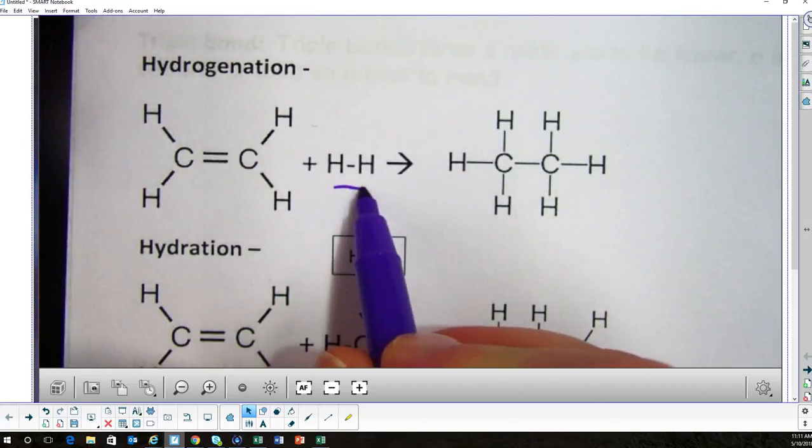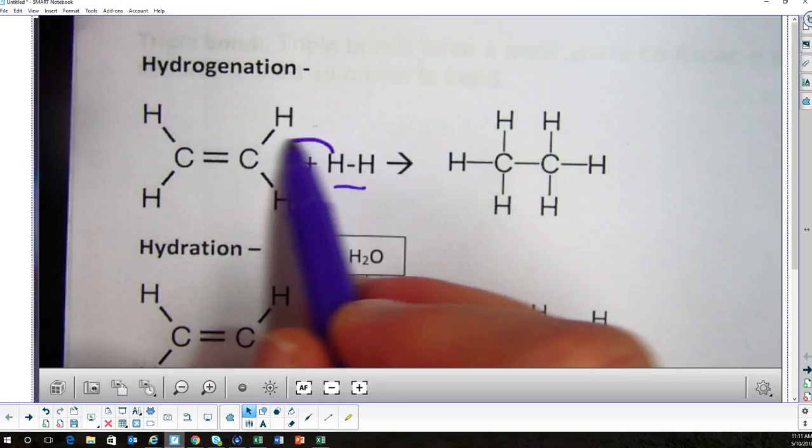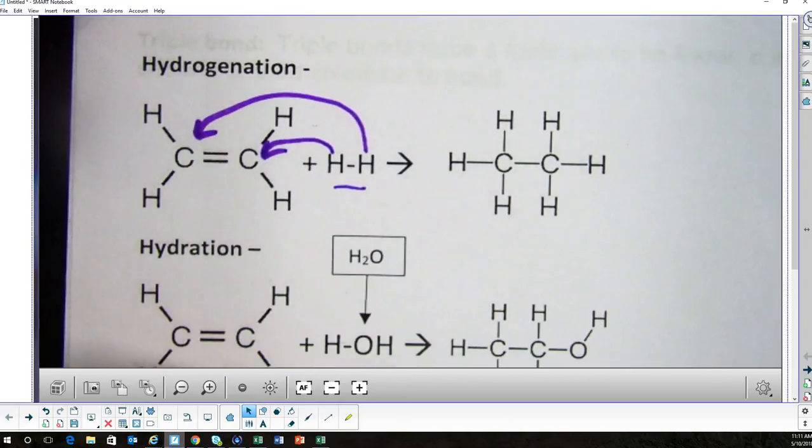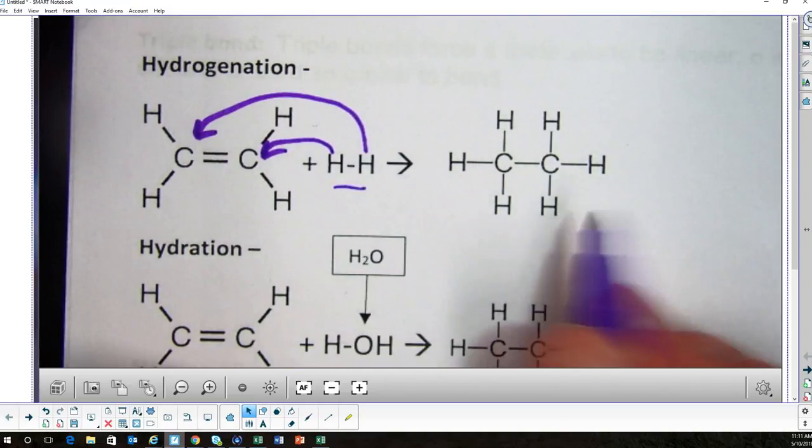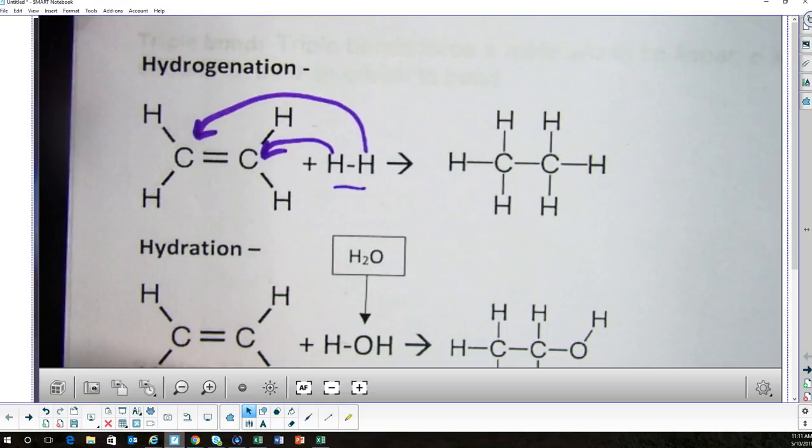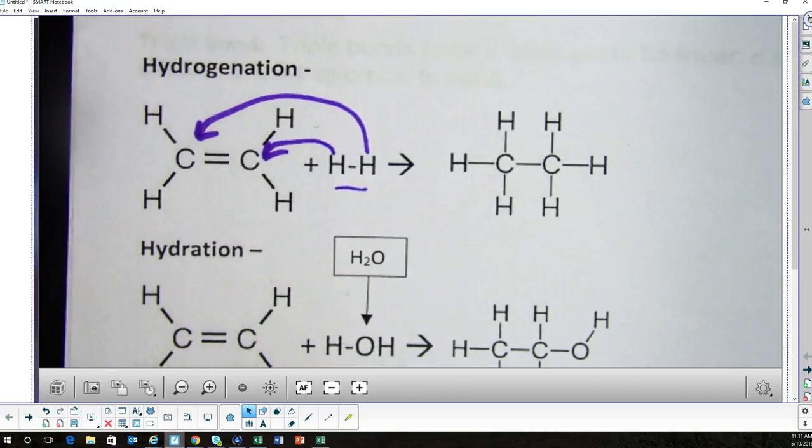Hydrogenation, I'm adding hydrogen. So if I add a hydrogen, I add one here and I add one here, and I just break the double bond up. Done. So hydrogenation just breaks up the double bond or triple bond. Yes? So for hydrogens, do they also want to be eclipsed? Hydrogens don't care. They can be eclipsed or they can be staggered. They just don't care. They're so small, it doesn't take up much space.